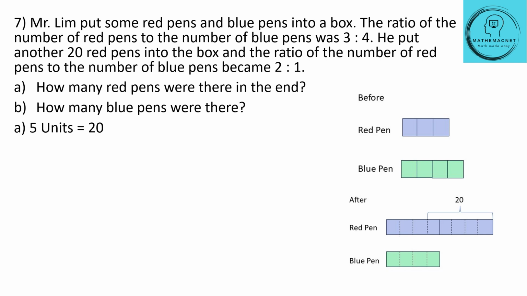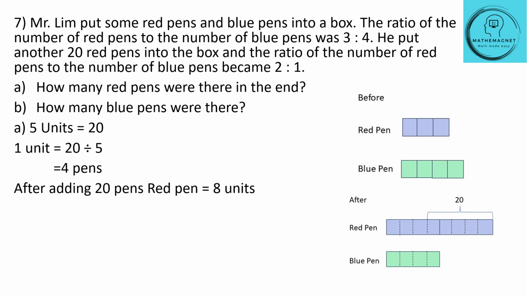Now 1 unit will be equal to 20 divided by 5, which is equal to 4. Now we know red pen has 8 units. So 8 units is equal to 8 into 4, which is equal to 32 red pens. So there were 32 red pens in the end.